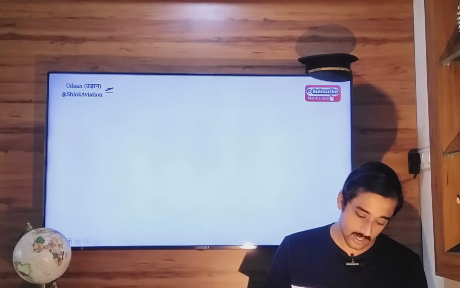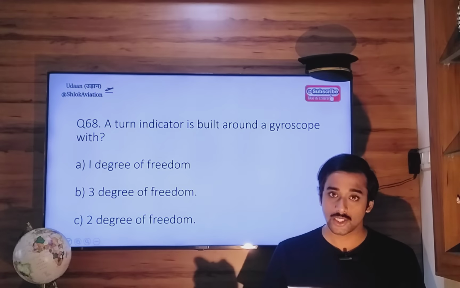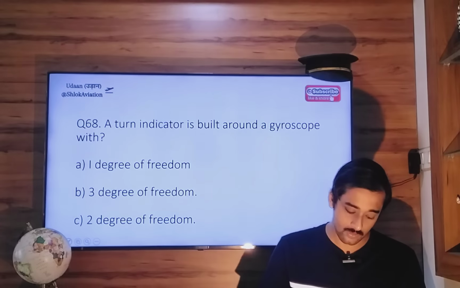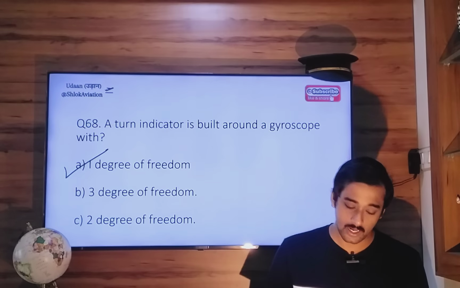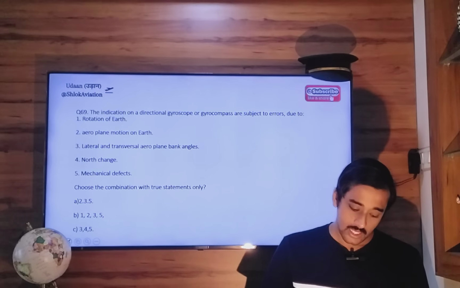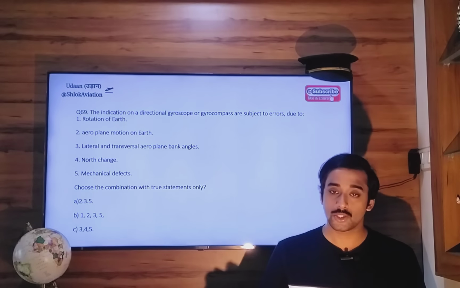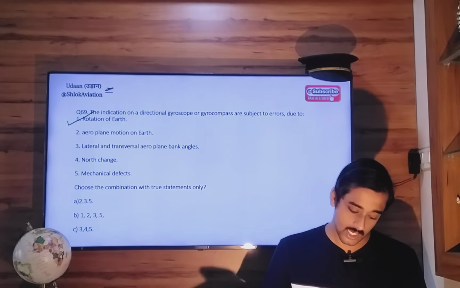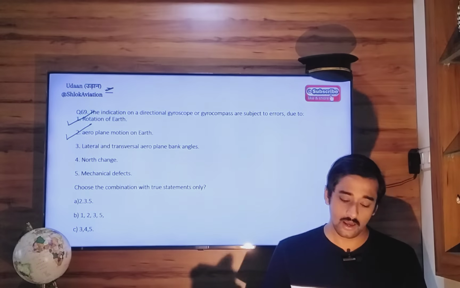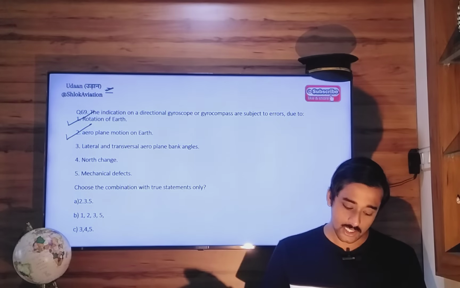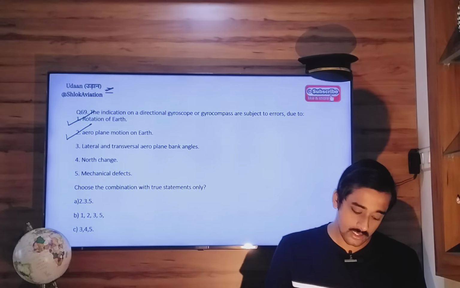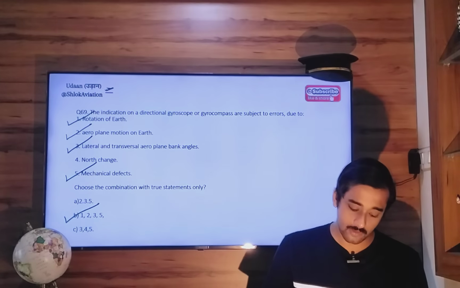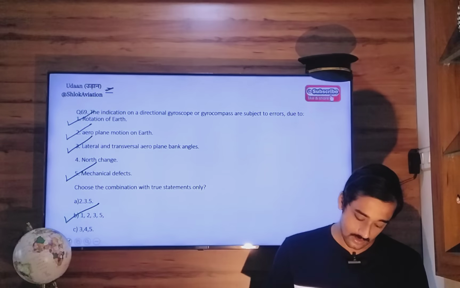Question number 68. A turn indicator is built around a gyroscope with 1 degree freedom, 3 degree freedom, 2 degree freedom. So answer is 1 degree freedom. Indications on a DGI are subject to errors. One of them is rotation of the earth, yes. Aeroplanes travel over the earth. Lateral and transversal bank angles, yes. Mechanical defects, yes. So 1, 2, 3, 5. Option Bravo is the correct one.